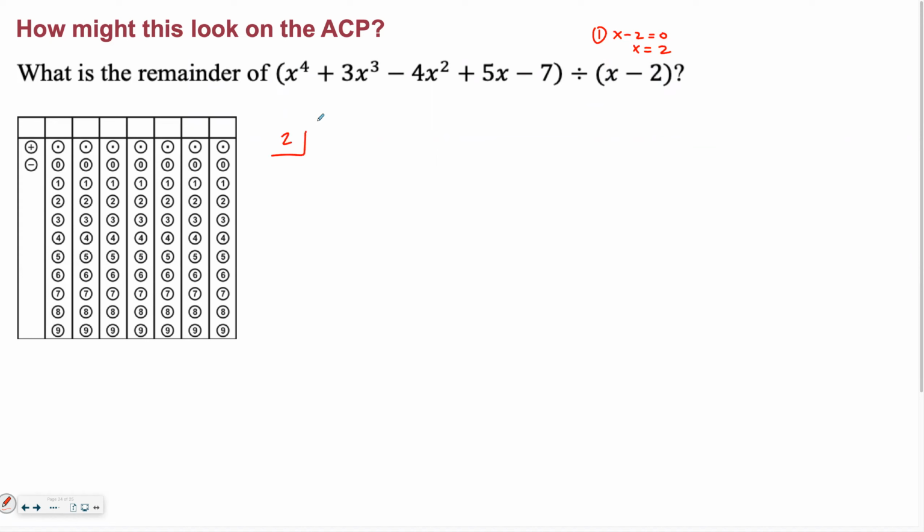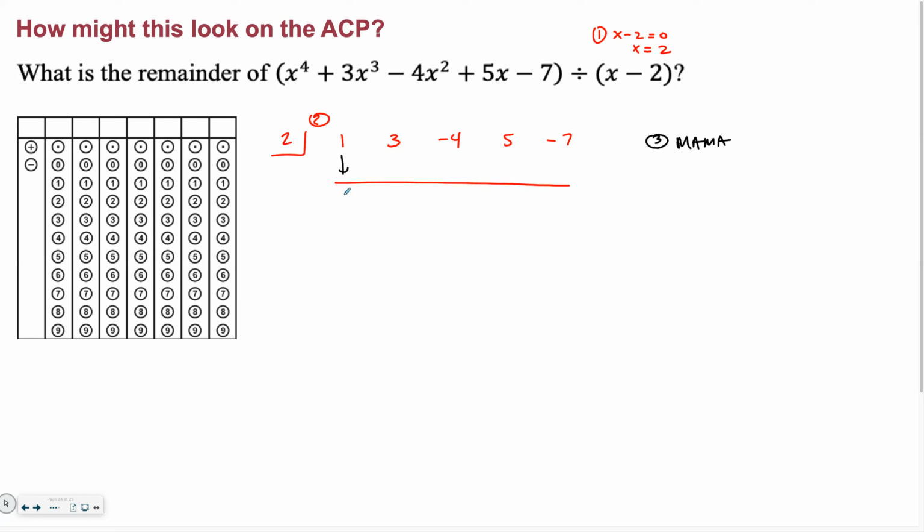And now step 2, I need to make sure I don't have any missing powers. X to the 4th, 3rd, 2, 1, none. So that's good. So I have 1x to the 4th plus 3x cubed minus 4x squared plus 5x minus 7. Step 3 is I'm going to follow pattern mama, meaning multiply, add, just keep repeating that all the way down.